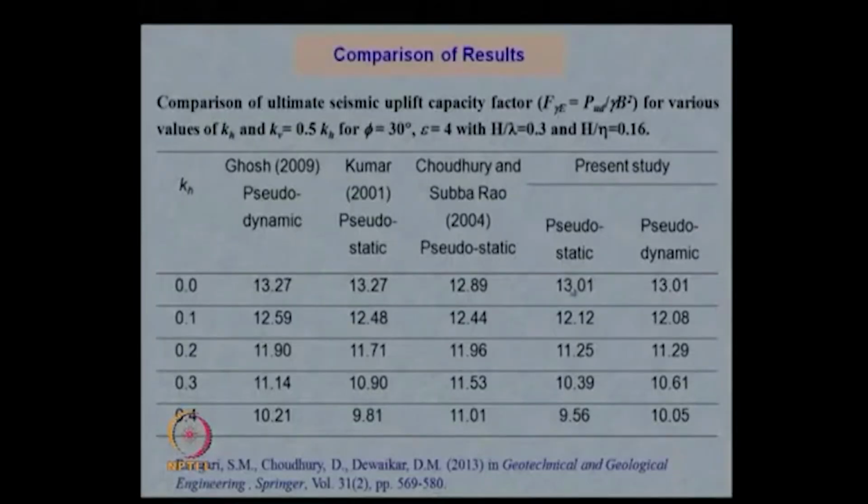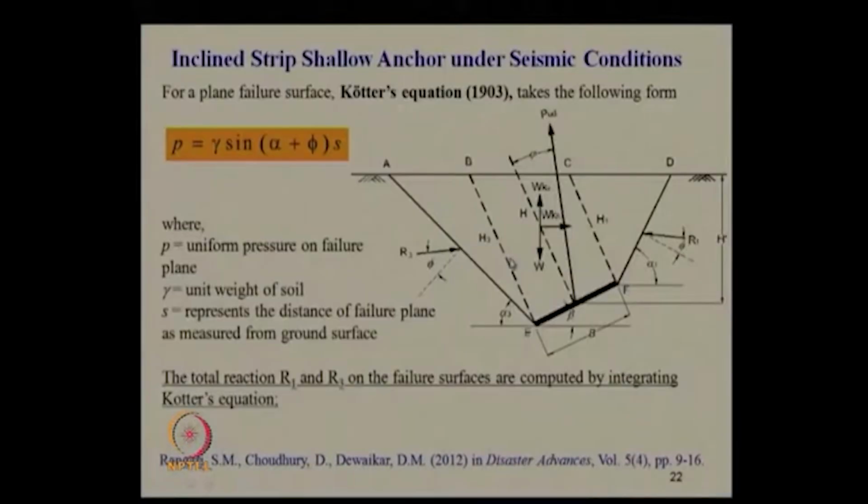Then the results of Rangari et al. have been compared along with the other researchers' results, and it can be seen that the present study gives in most of the cases the critical design values of this ultimate seismic uplift capacity factor, which is necessary for the design of these ground anchors in seismically active region. Also for the inclined strip anchors under seismic condition, the analysis was carried out by Dr. Rangari, and the details of this analysis are available in the journal paper in the journal Disaster Advances. This is the volume number and page number.